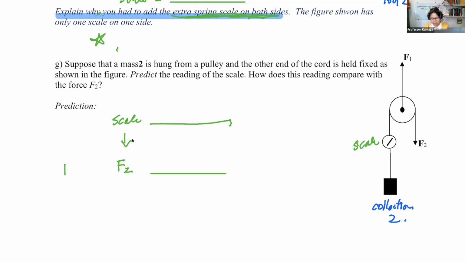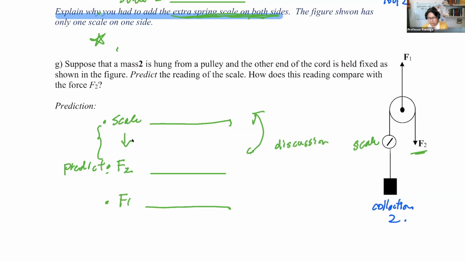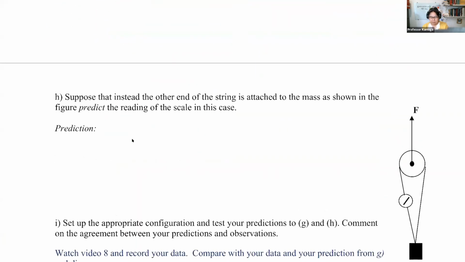And also predict both the scale and F2, the force. Also predict F1, and then compare. Are they going to be the same or different? Make a discussion. Okay, so this is the prediction part. Then watch the video.